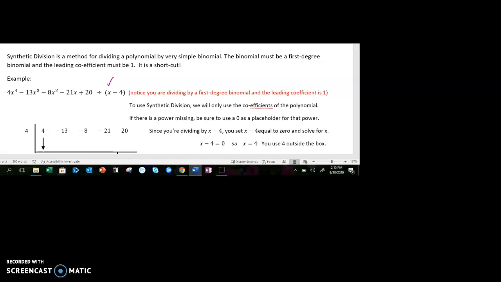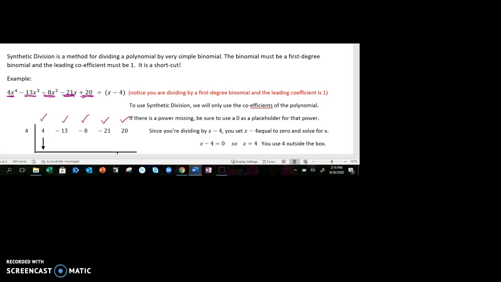This is a shortcut. The word synthetic means fake, so it's kind of a fake way of dividing. It's a shortcut for us to divide. We start by bringing down the coefficients of every term, the coefficients only. So in the 4x to the fourth, we only bring down the 4. Negative 13x cubed, we only bring down the negative 13. The negative 8x squared, we bring down the negative 8. Negative 21x to the first, we bring down negative 21. And our constant 20, we bring down the 20.